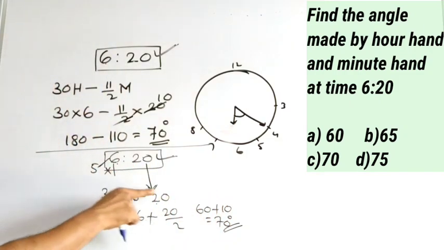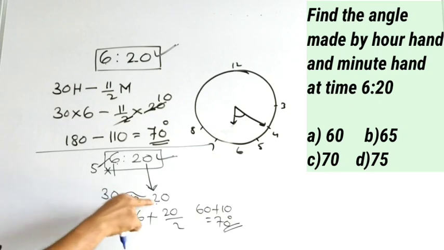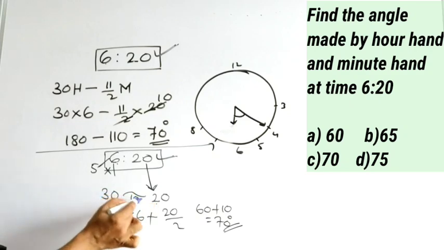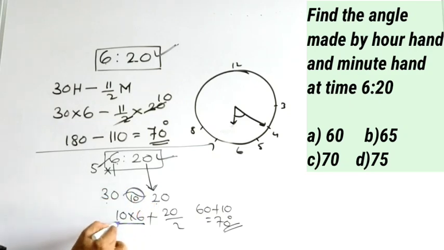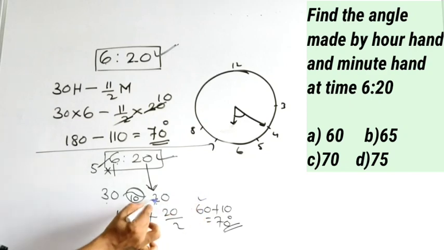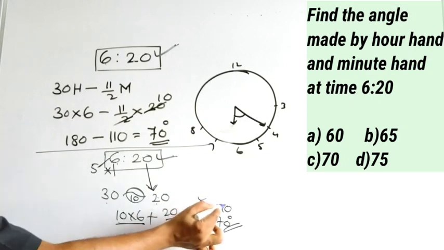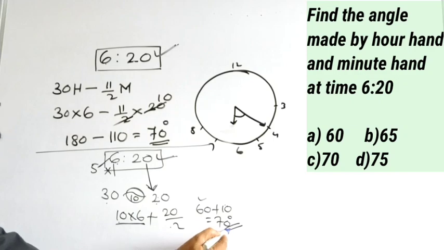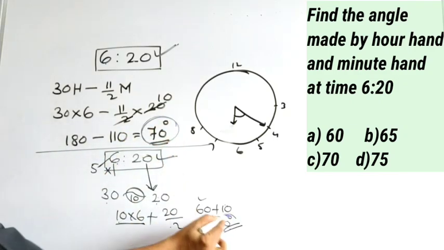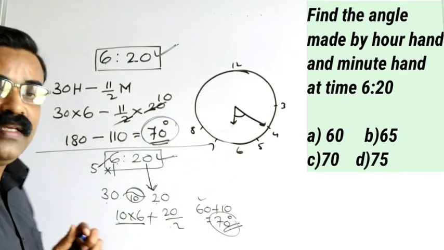But here there is a difference. Here it is 30, here it is 20. So the difference is 10. That 10 is multiplied by 6, so we got 60. And 20 divided by 2, we got 10. So adding these two, you got 70. Here also you got 70. So 70 degree is the correct answer.